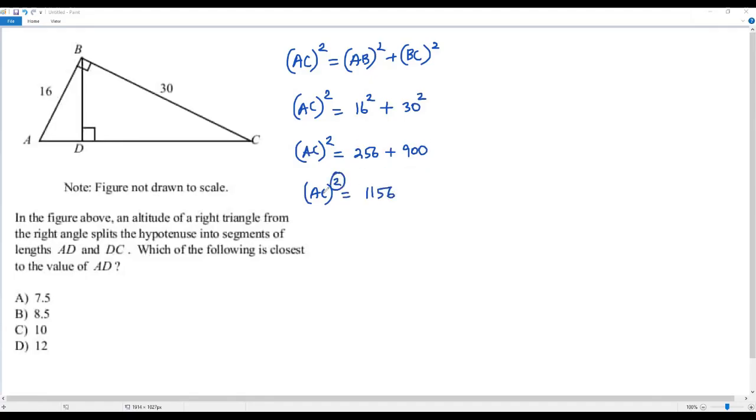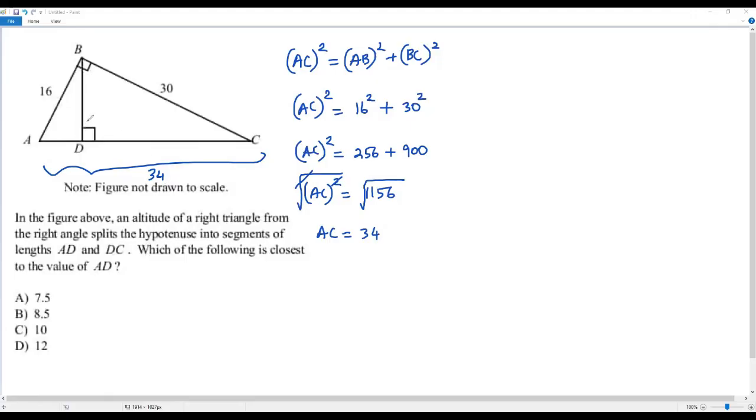Now to remove the exponent 2, we have to take the square root on both sides of this equation. The square root and square will cancel out. Usually when we take the square root on both sides, we consider a positive or negative sign. But here, AC represents the length of one of the sides of the triangle. It cannot be negative, so we consider only the positive sign. Here we get AC on the left side. The square root of 1156 is 34. So I got the length of AC, that is 34.